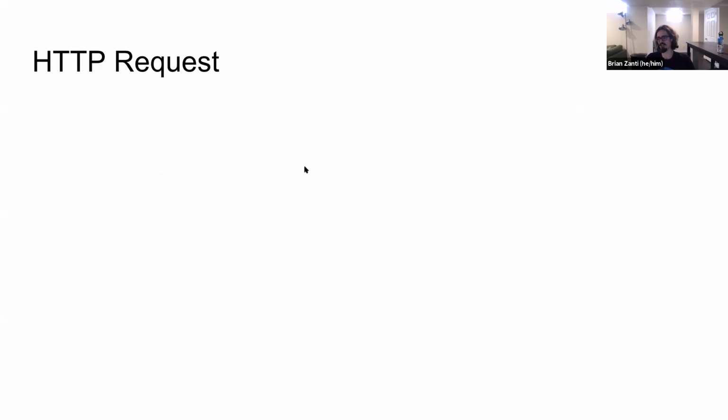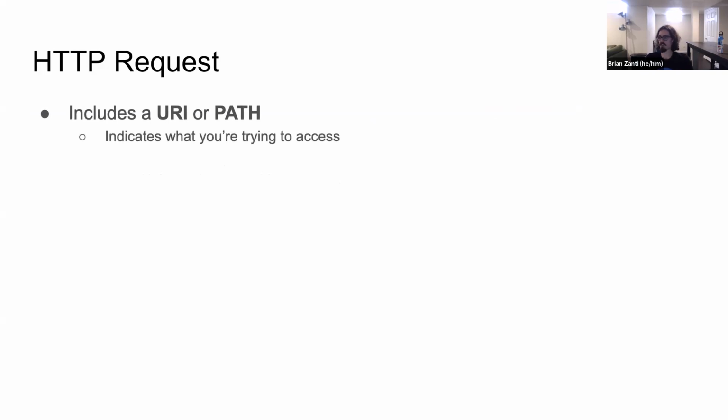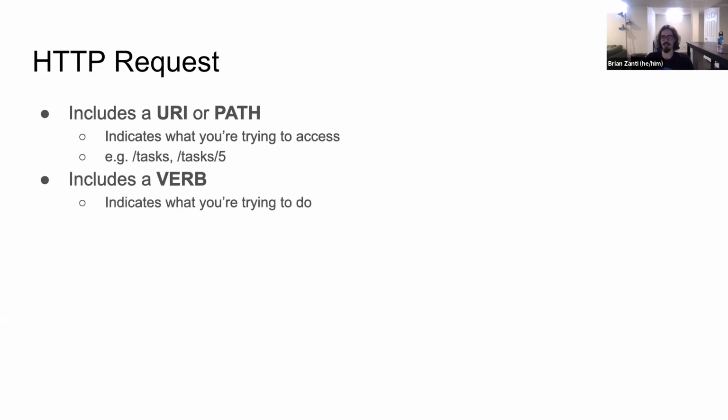Circling back to the HTTP request, your HTTP request is going to include that URI or path. That's going to indicate what you're trying to access. So for example, /tasks or /task/5, this is from your task manager app. And the HTTP request is going to include a verb. This is something that you can't see in the URL and it's kind of just hidden, but it is there and it indicates what you're trying to do. So if the URI or the path indicates what you're trying to access, the verb indicates what you're trying to do. Verb is what you do.